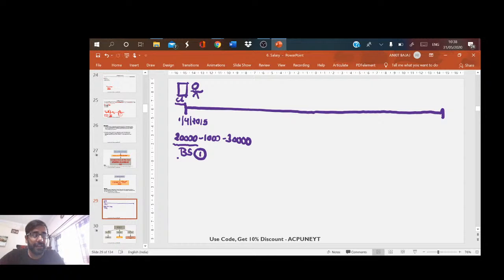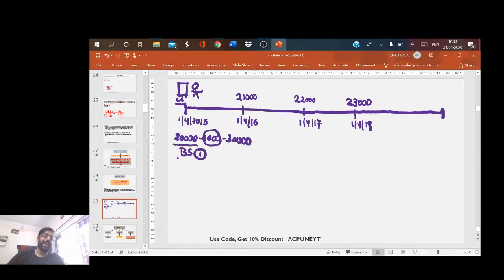Then in your second year of service, your basic pay is going to increase by 1,000 rupees every year. Then your basic pay will be 21,000 rupees for the whole year. Then on 1st April 2017, your basic pay is going to increase by 1,000 rupees more, so it will be 22,000 rupees. Then on 1st April 2018, it will increase by 1,000 rupees, so it will be 23,000 rupees.